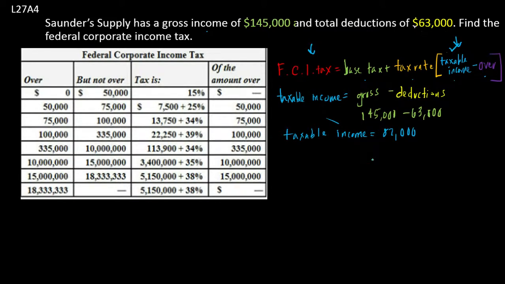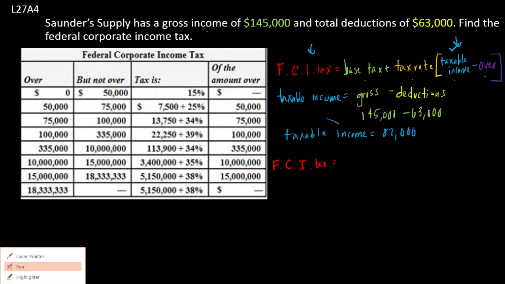So I'm ready to plug that into my federal corporate income tax equation. So let's take a look at that federal corporate income tax, FCI tax, and fill in what we're able to. All right, let's take a look at the base tax. How will we calculate base tax? Well, this is where the table comes in. If your taxable income is over 0, but not over 50,000, you tax 15%. If it's over 50 but not over 75, it's 7,500 plus 25%, and so on.